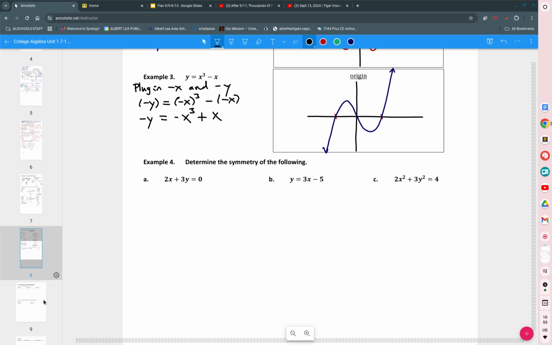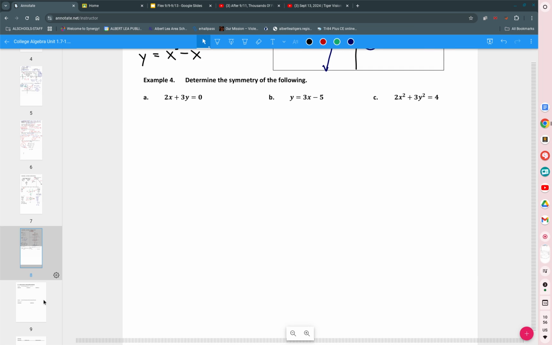Is that the same as what I started with? Sure doesn't look like it, but if we were to multiply through by a negative 1, we get y equals positive x cubed minus x. Is it now the same as what we started with? Yes. So this is symmetrical about the origin. You're always allowed to multiply an equation through by a number, and it does not change. With an inequality, we have to change the sign.